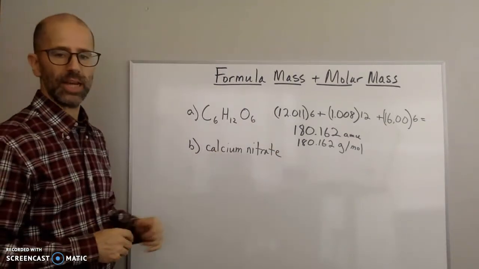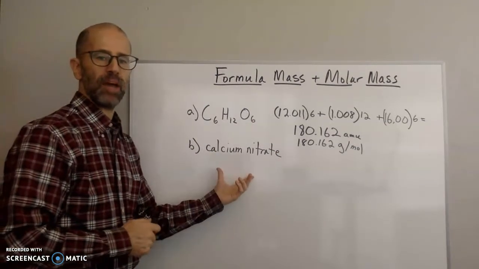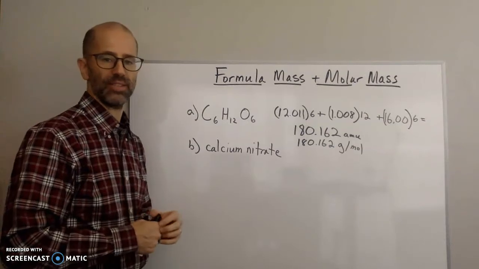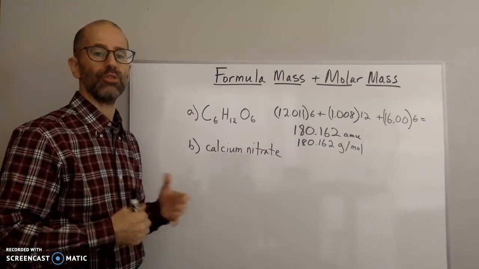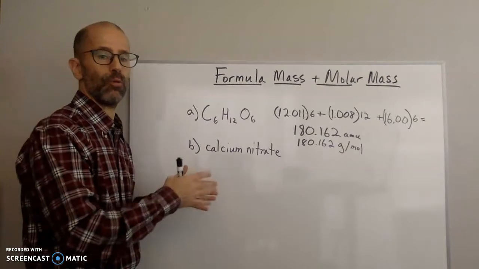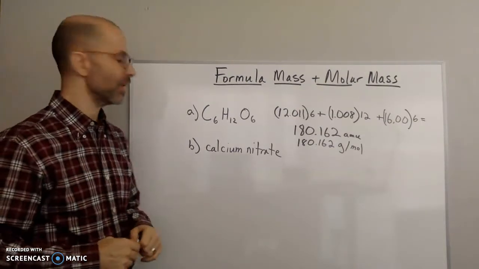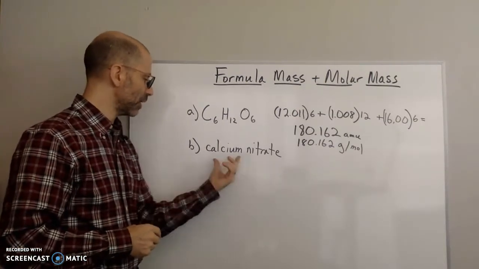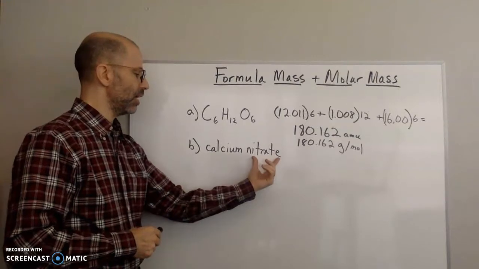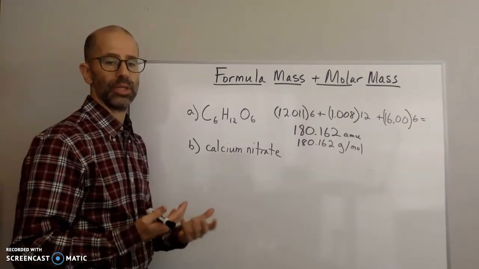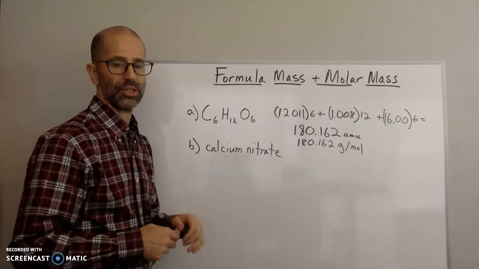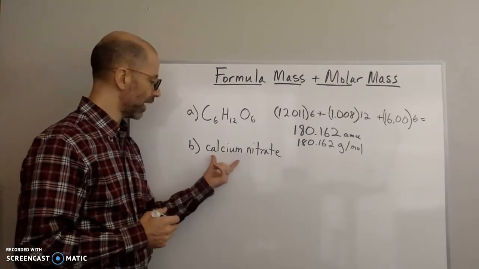So let's do another example. Now here in this example, they give you the name of the substance, not the formula. So it's really important that you know how to name substances and go from the name to the formula. So for example, this is an ionic substance. Calcium is a metal. Nitrate is a polyatomic ion.